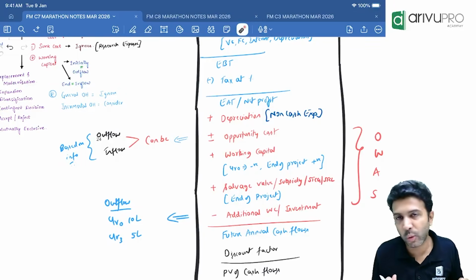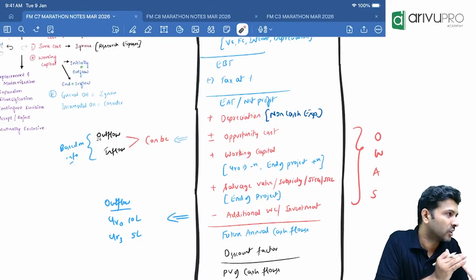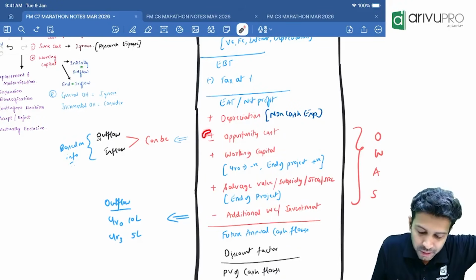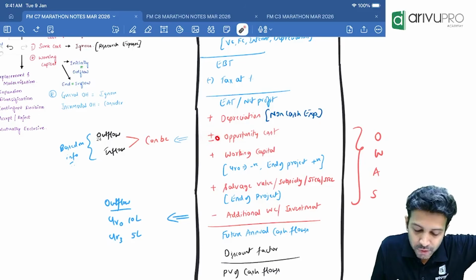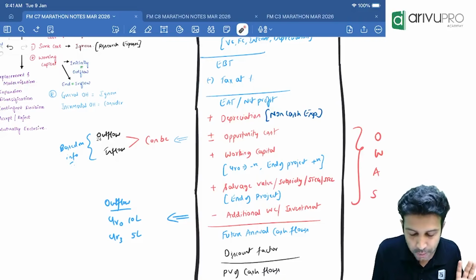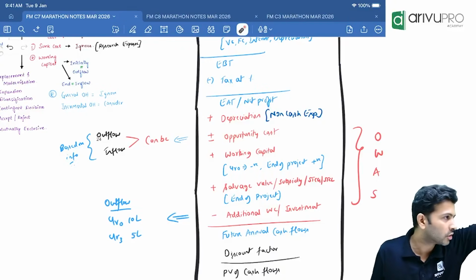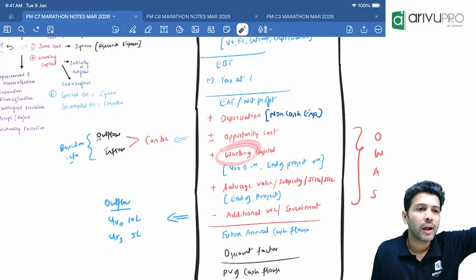So you have to read the question. One income you are losing or one expense you are losing. If you are losing an expense, it will become a positive number. If you are losing an income, it will become a negative number. So you have to read and accordingly figure it out. Hence, opportunity cost I have written plus minus because it depends on the question. So O is comfortable. W for working capital.